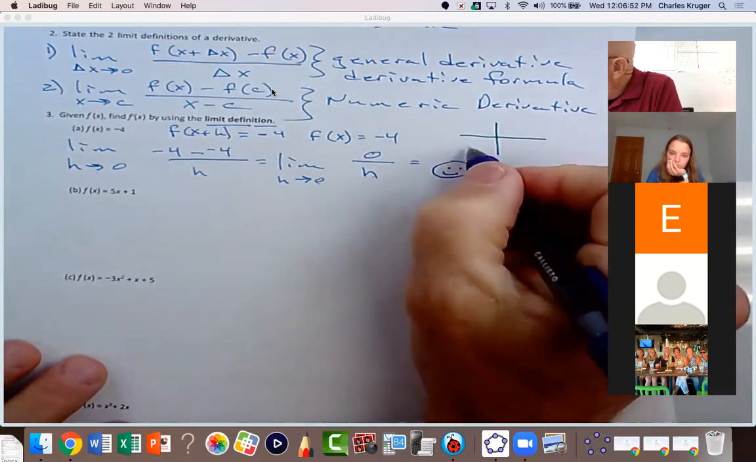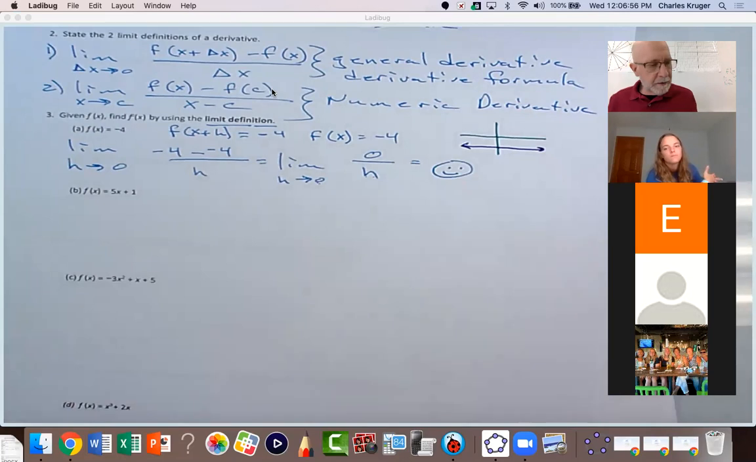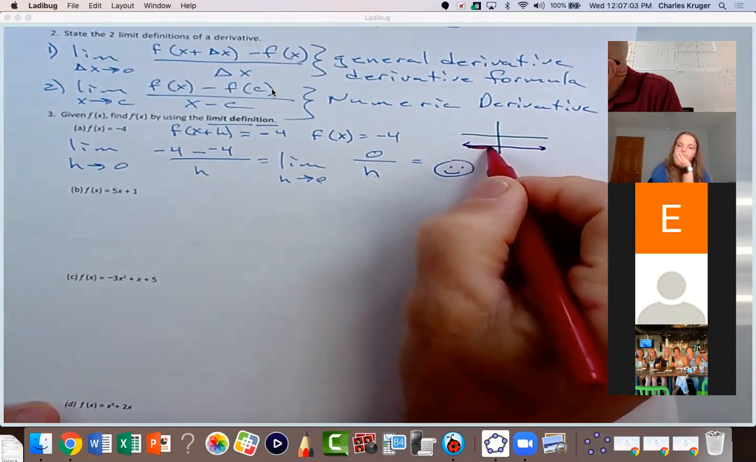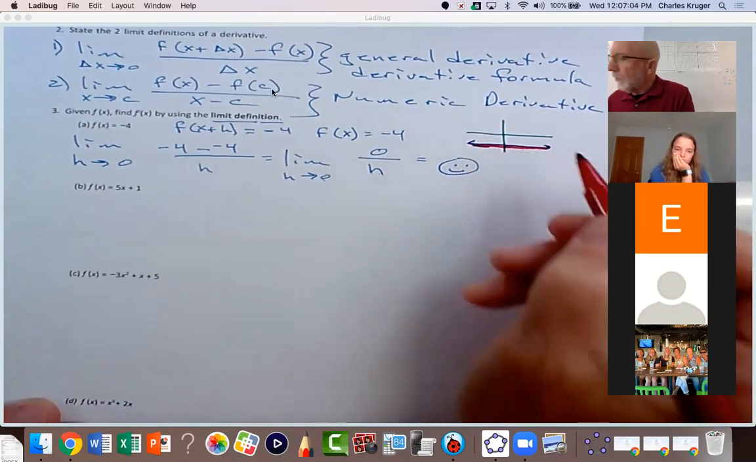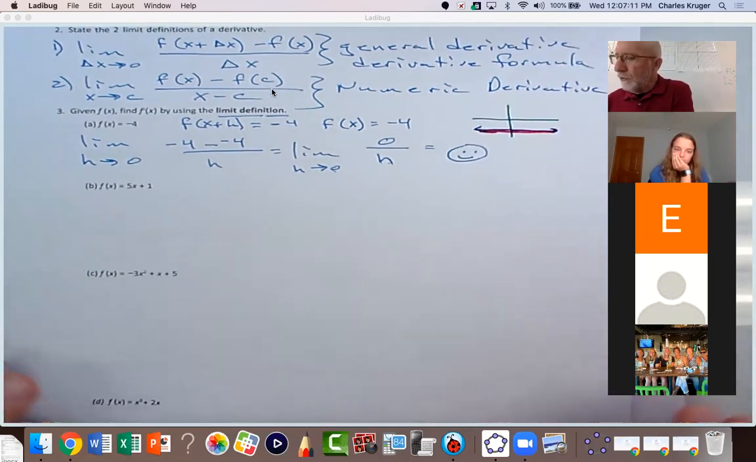Which makes sense because if I have that graph at a negative 4, I know the tangent line coincides when it's a line. And since that has a slope of 0, the tangent line has to have a slope of 0 also.